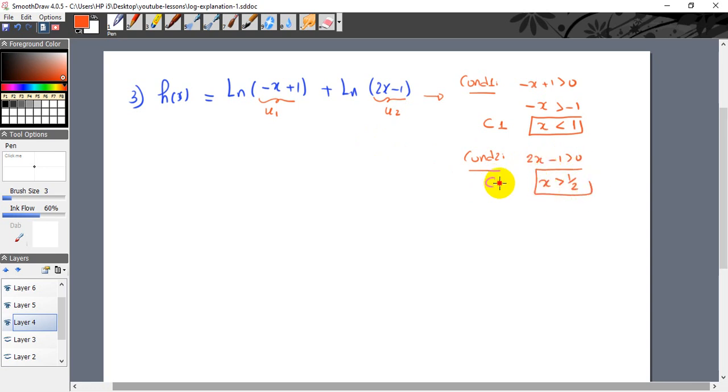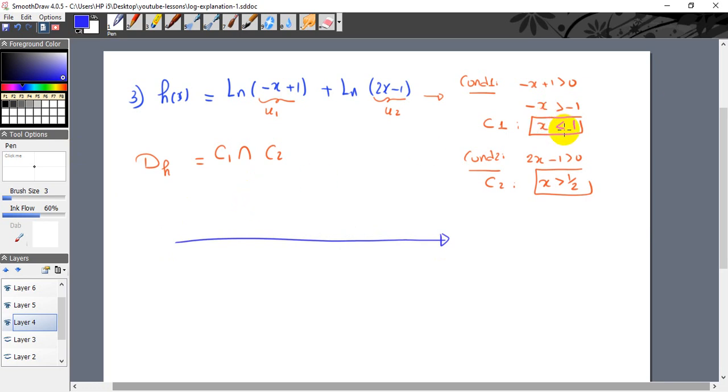Now, what should we do in order to find the domain of definition of the function h? The domain of definition, in this case, of the function h, is the intersection of C1 and C2. Now, how to find the intersection? In the previous video, we have mentioned that the number line is a very important tool that helps us to find some domains of some functions. Now, this is a very important idea. It's very simple. You know it, I think.